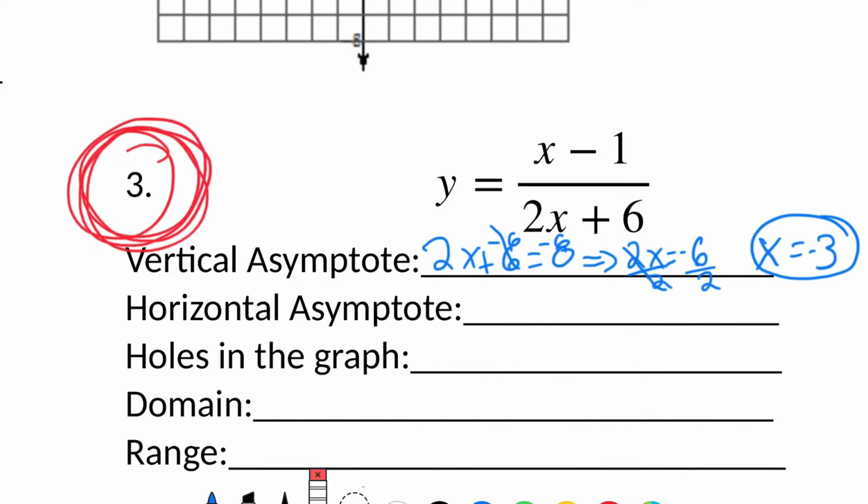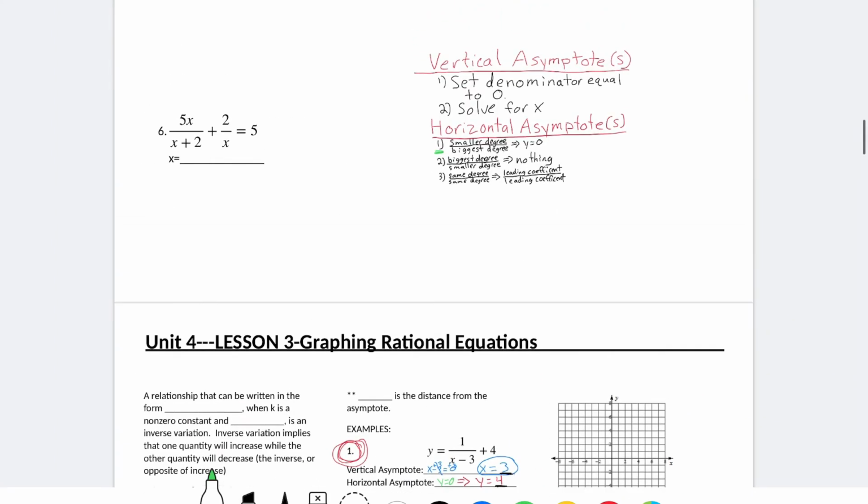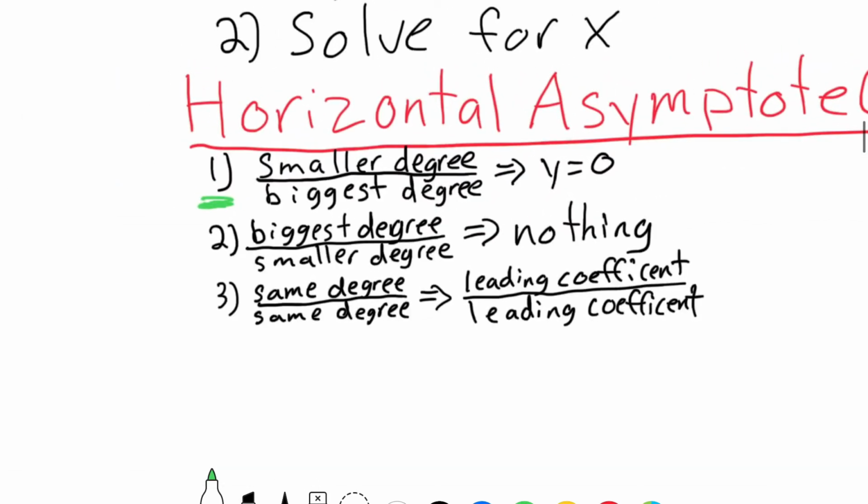Then your horizontal asymptote, you're looking at your exponents. Well, the numerator has an exponent of 1. The denominator has an exponent of 1. So they're the same exponent or same degree or same power. So let's look back at what we wrote at the beginning.